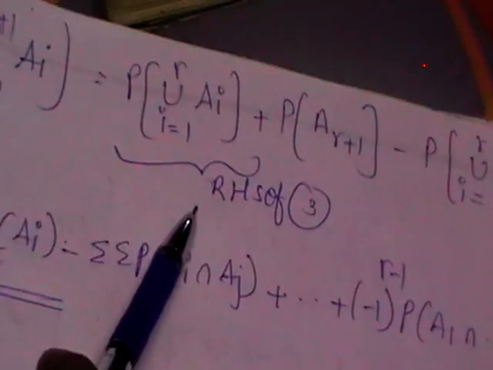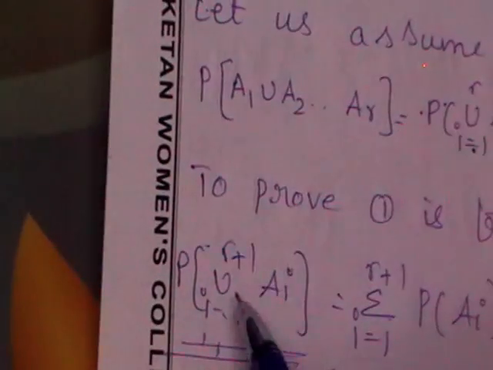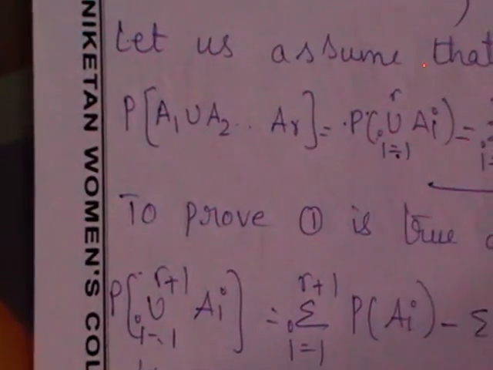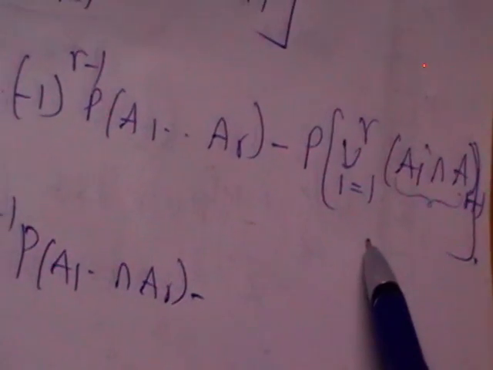If you go back to equation number 3, what is equation number 3? Union I is equal to 1 to R, AI is equal to this part. So if you observe this part, you have union I is equal to 1 to R, and in place of AI, you have AI intersection AR plus 1. Again, we can consider the RHS of equation number 3 to expand this term.